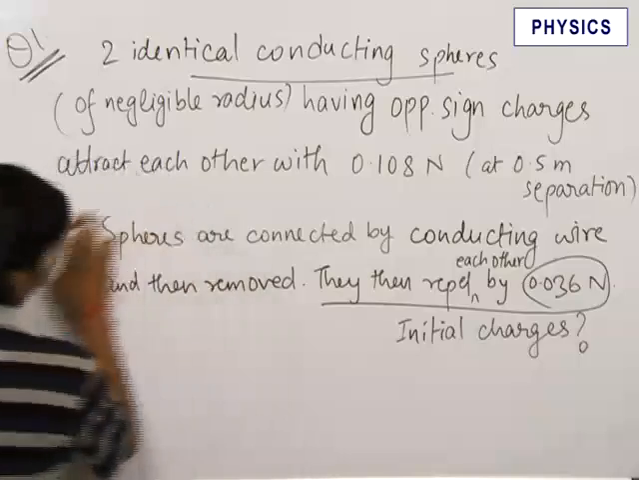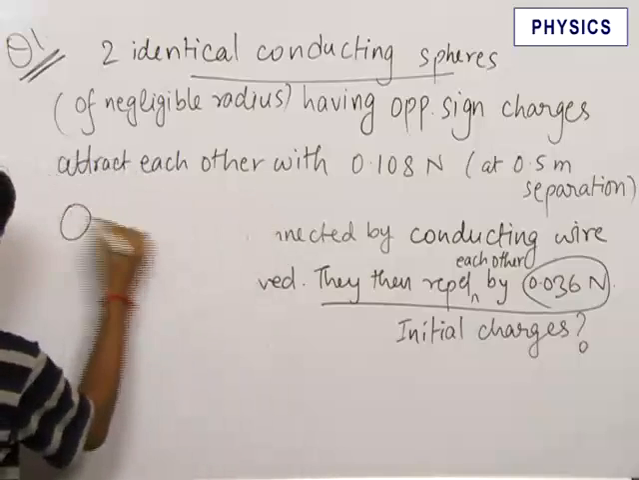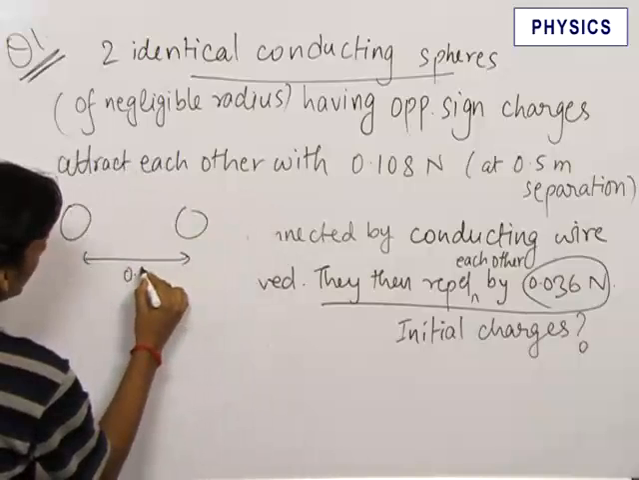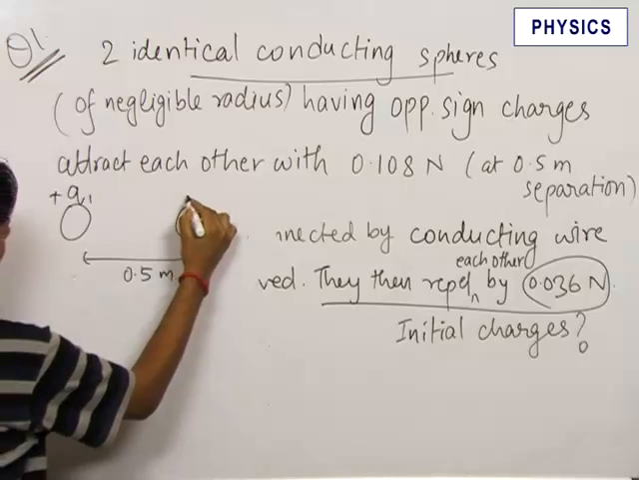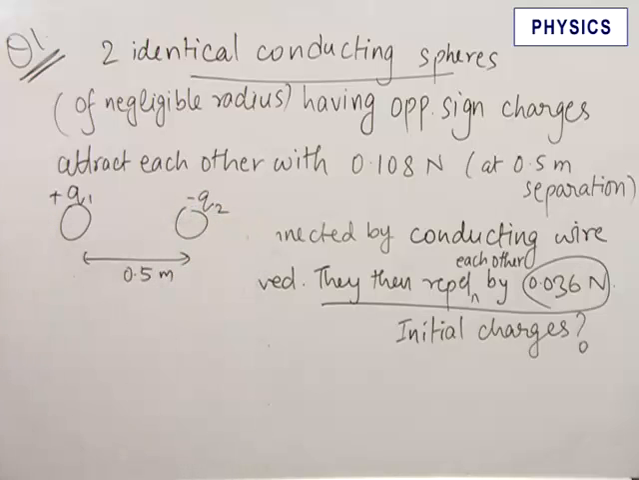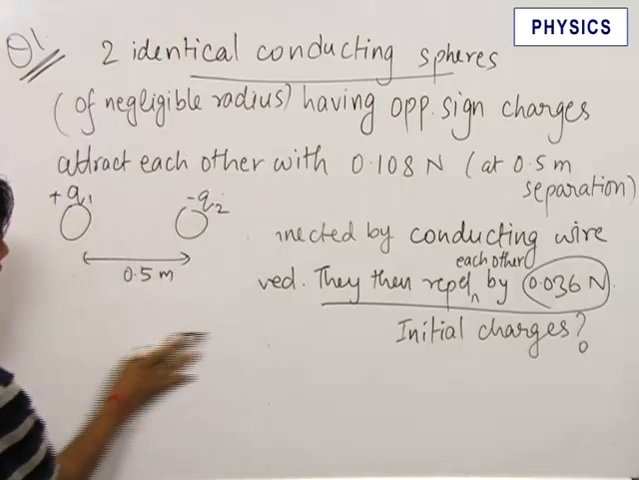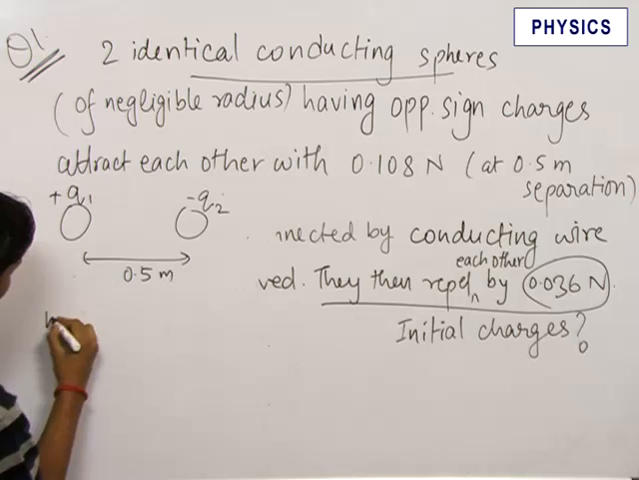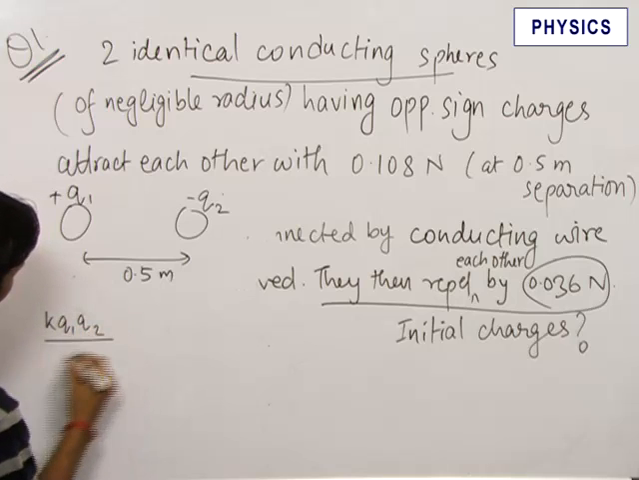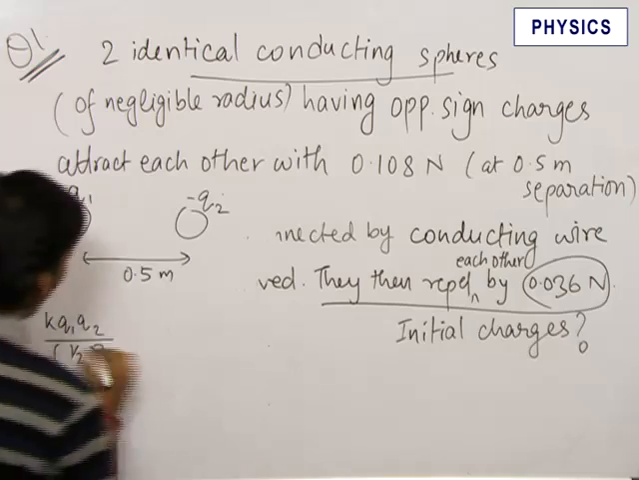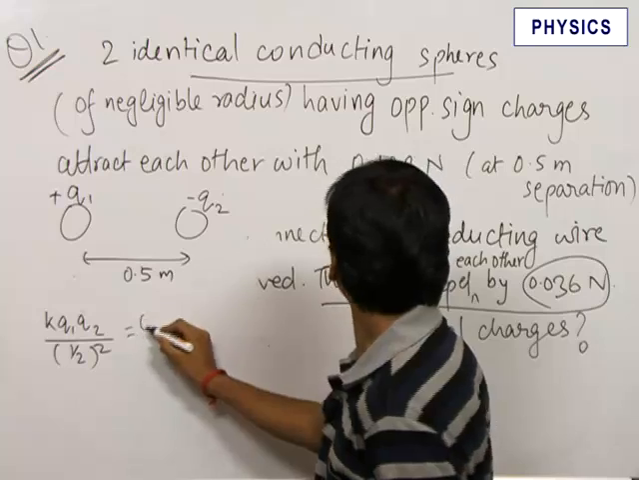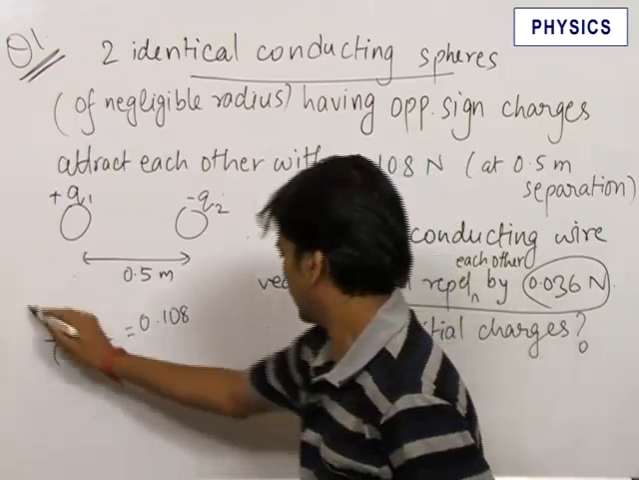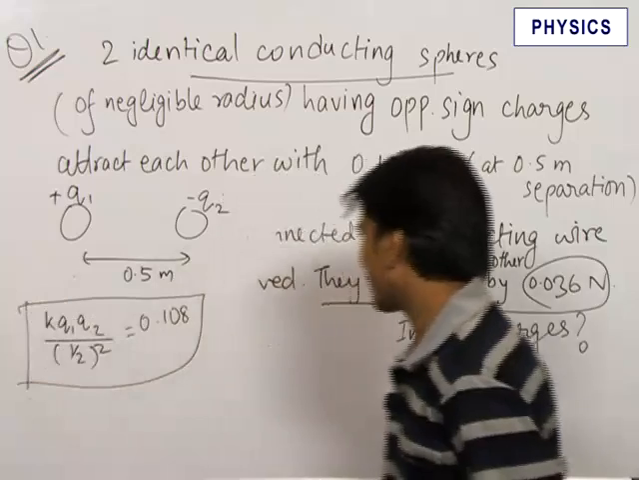So let us draw the diagram. Initially they are 0.5 meters apart. Let this have a charge plus q1 and let this have a charge minus q2. q2 is the magnitude and q1 is the magnitude. Now they attract each other with a force of 0.108 newtons. Therefore we get the equation as k q1 q2 upon half whole square, that is 0.5 whole square, is equal to 0.108. This is the first equation that we get.